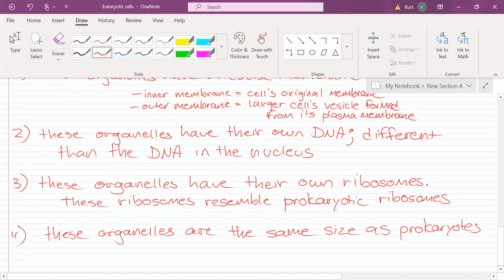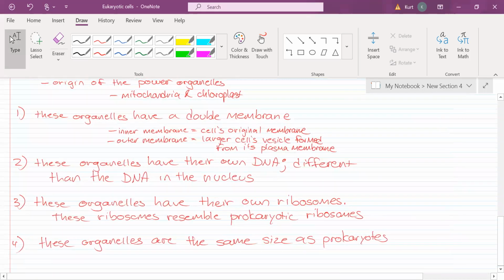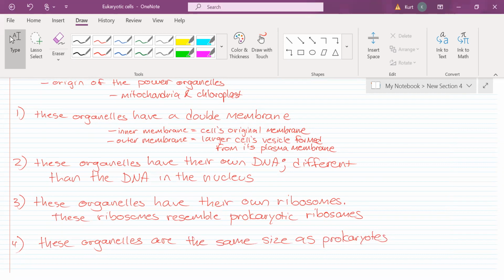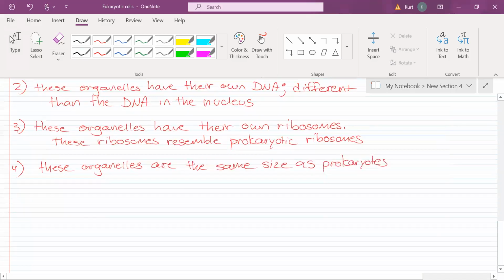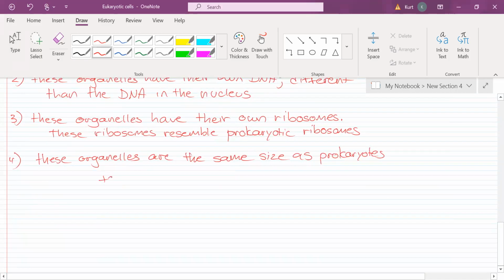So we have 4 pieces of evidence. They all point to one singular idea, that the energy organelles, the mitochondria and the chloroplast, used to be their own living things, their own organism. And they were engulfed by a bigger prokaryotic cell. And that is how these energy organelles actually came to be and helped form a eukaryotic cell. Because eukaryotic cells all have mitochondria. All eukaryotes.